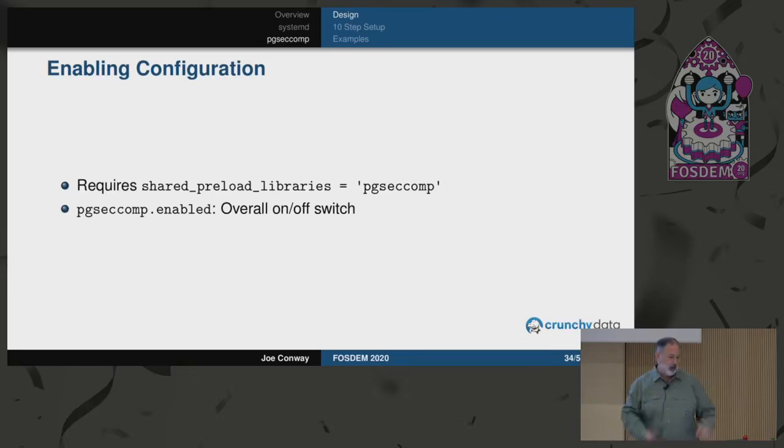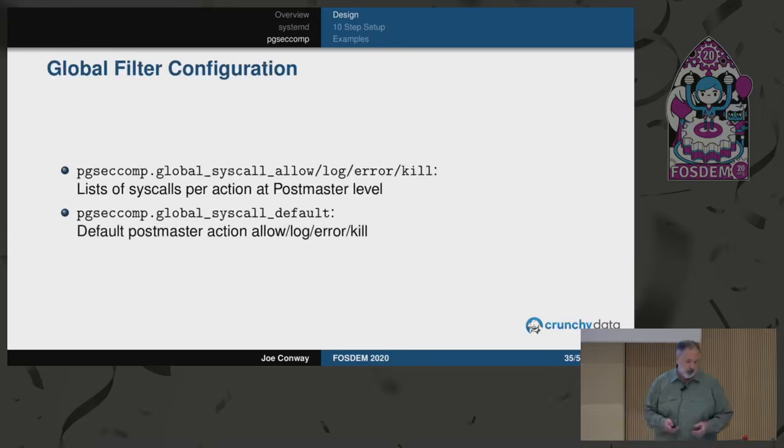That's a whole other talk. PG-SecComp.enabled is your overall on-off switch for this feature. The global configuration, which is at the postmaster level, we'll see an example of this later, but basically there's four of these: underscore allow, underscore log, underscore error, underscore kill. Those are each specific lists. And then there's a default action.